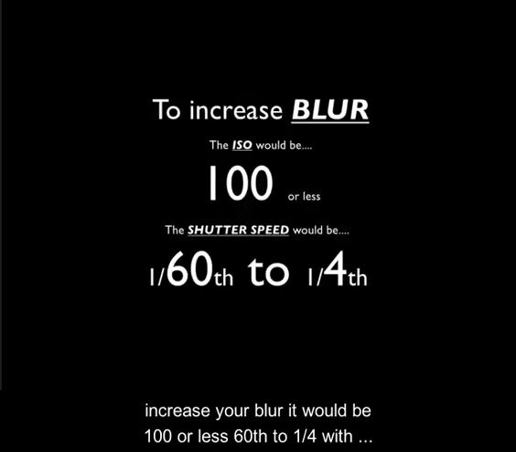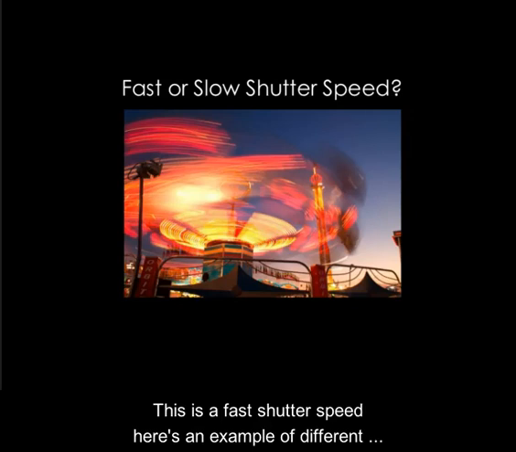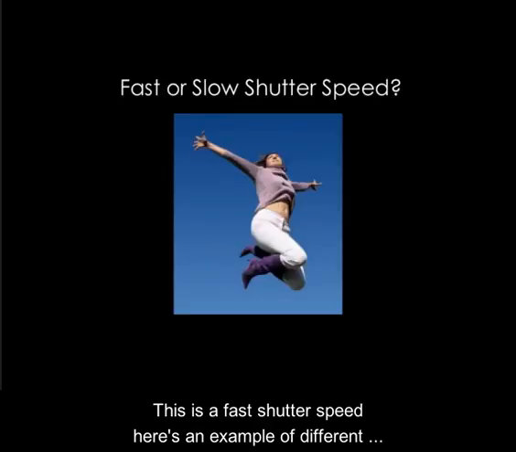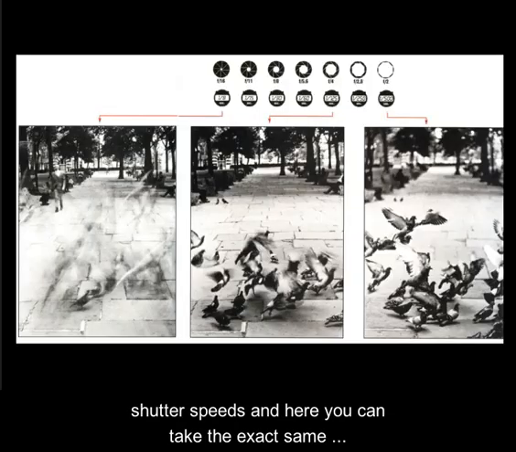To increase your blur, it would be 100 or less. A 60th to a 4th would create a blur. This is a slow shutter speed. This is a fast shutter speed. Here's an example of different shutter speeds.